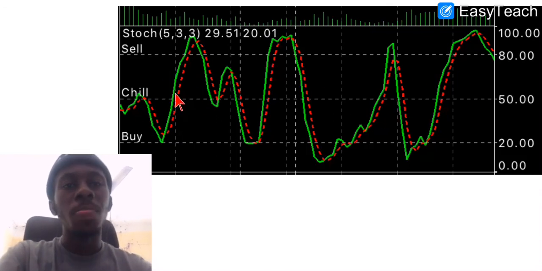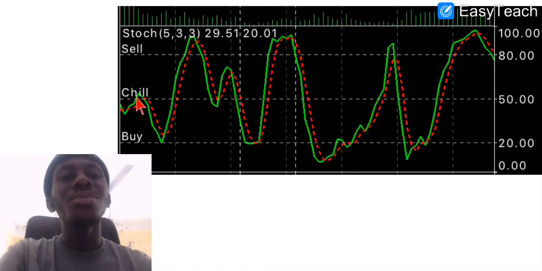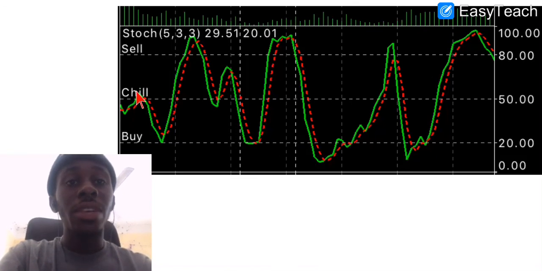Don't be doing that. Like this one, look at the two here. The green crosses the red at the chill point, at the chill area. If it happens that way, don't place any trade. Just leave it. Don't say it is going up. No, leave it. Don't be greedy. Let it go. You see, it went and then it bounced back. The green crossed the red again. Don't try. This one too, when you see this happening, don't try to enter a trade.